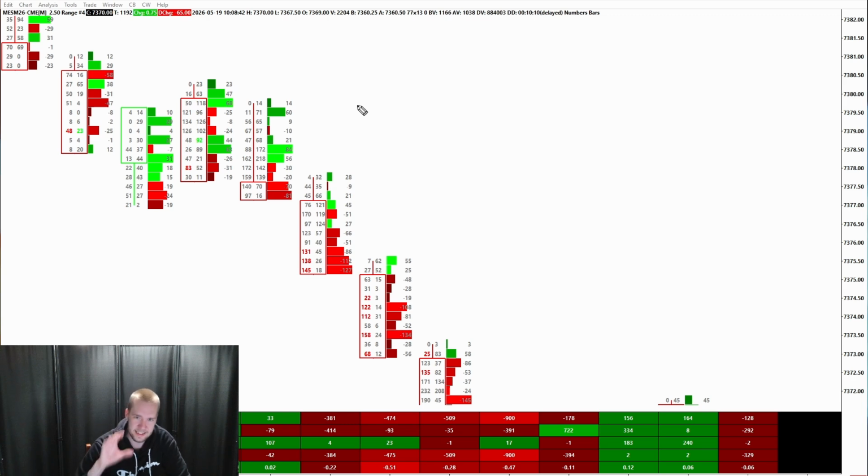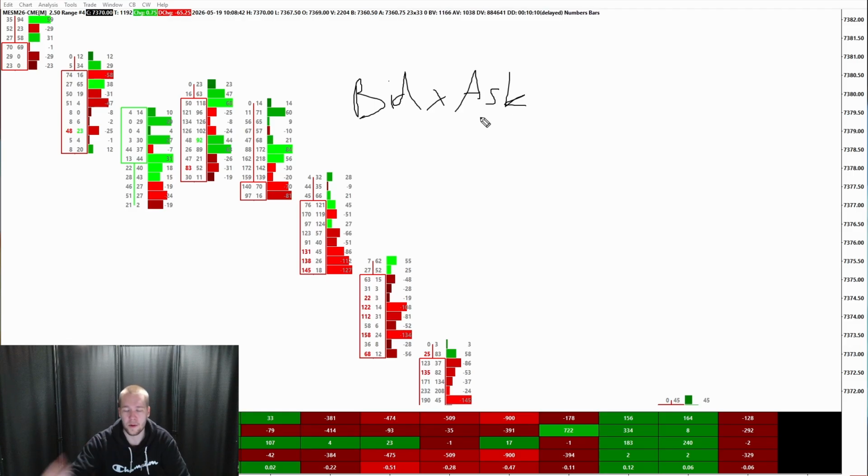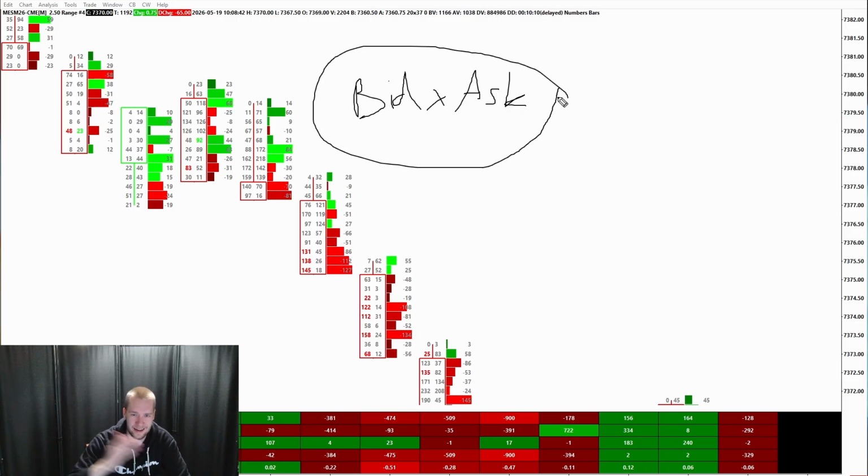So this footprint chart here is bid, right? I wish I could write with a mouse. I actually just can't. Bid x ask. Okay. Now there are other footprint types such as volume delta, but this is the most common type. So bid x ask, or bid and ask.